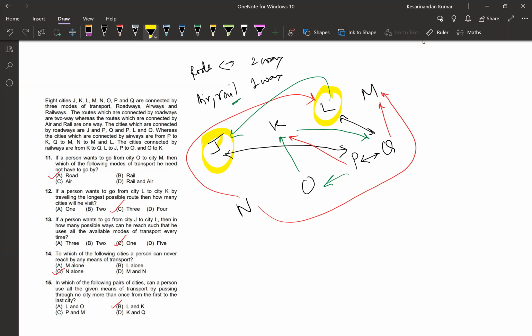Kesri, but in the question it is not mentioned that we cannot use more than one means of transport twice. Yeah, even I heard that. No city more than once is what they told, right? Fine. See, no city more than once.